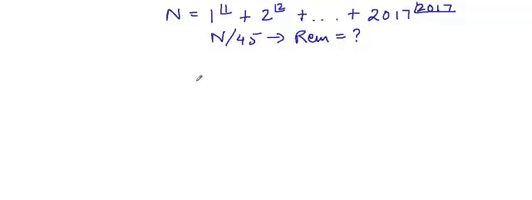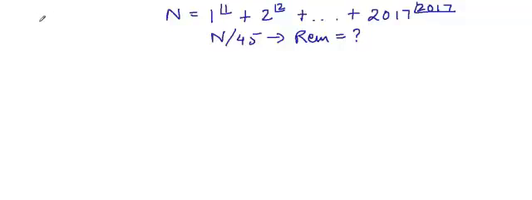Hello everyone. We had this problem posted in methodology, where n is equal to 1 to the power 1 factorial plus 2 to the power 2 factorial up to 2017 to the power 2017 factorial, and we needed to find the remainder when n is divided by 45. So this is a good application of Euler's theorem, and I mean it can be done without Euler's, but Euler would definitely reduce the calculation.